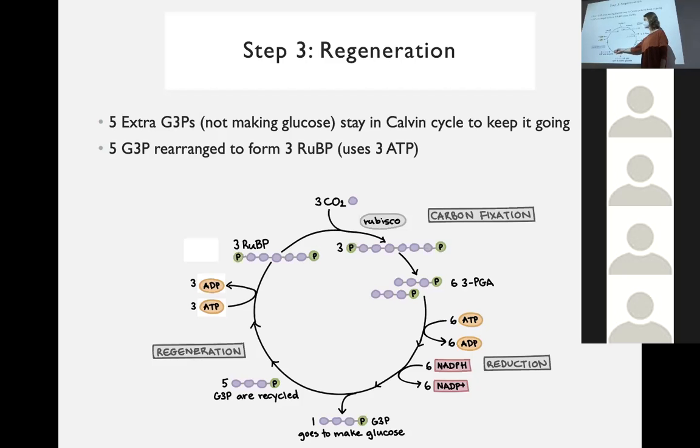So we rearrange these 5 3-carbon molecules using energy. And then you're going to get 3 RuBP from that. The rearrangement process is somewhat complicated, so I'm not going to get into that. So yeah, we're using 3 ATP. And then we have our 3 RuBPs that we need to bind with the 3 CO2 coming in. That'll bind together using Rubisco, and you start the process all over again.